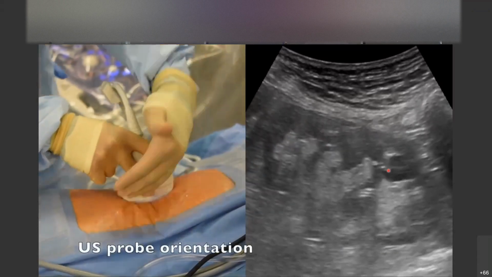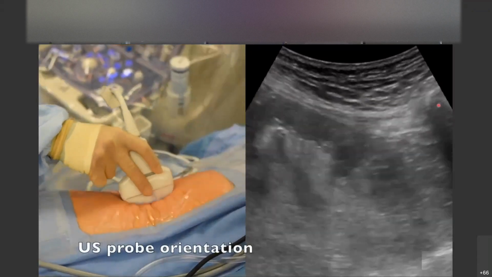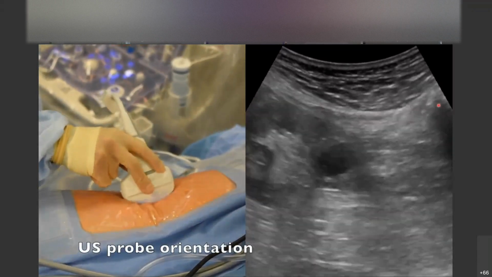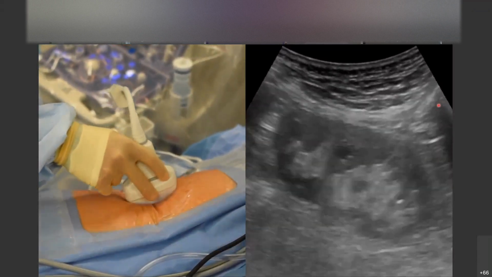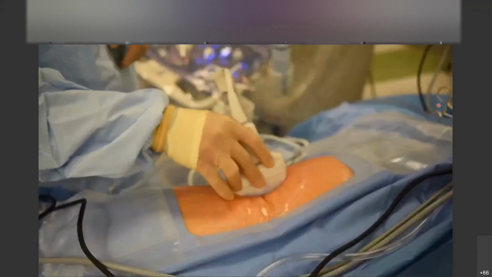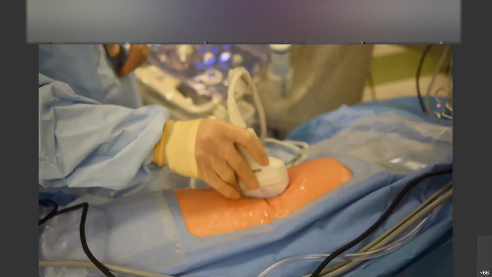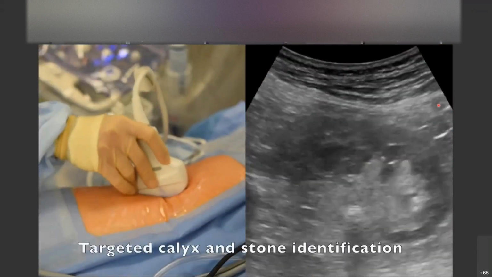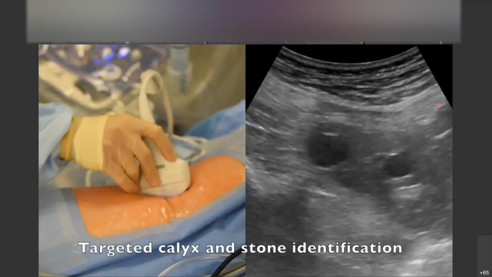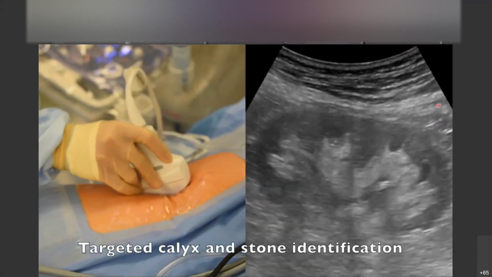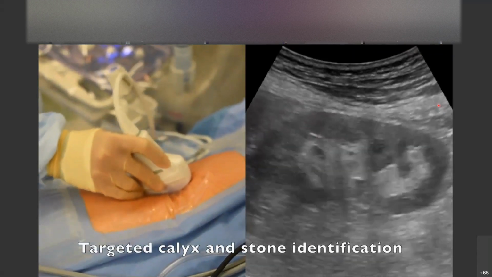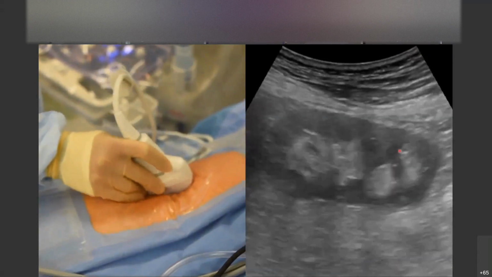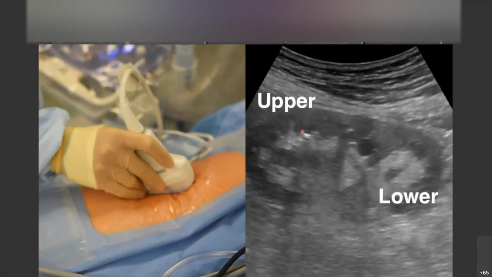Identify our kidney. This is parallel to paraspinous, pan through, see what we're dealing with. Maybe there's a little bit of rib shadowing. And we rotate 15 degrees to be parallel to that 12th rib. At this point, I would typically point the probe towards the patient's head to get a good view of the lower pole if that's where I was going to go. This is a nice lower pole calyx to access. This is a nice upper pole calyx to access.